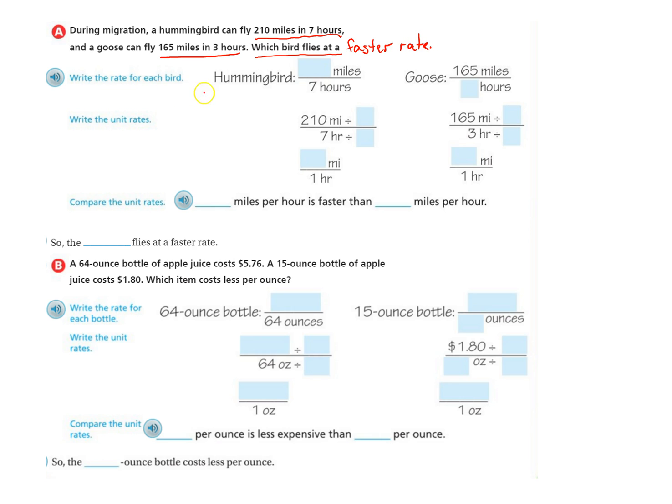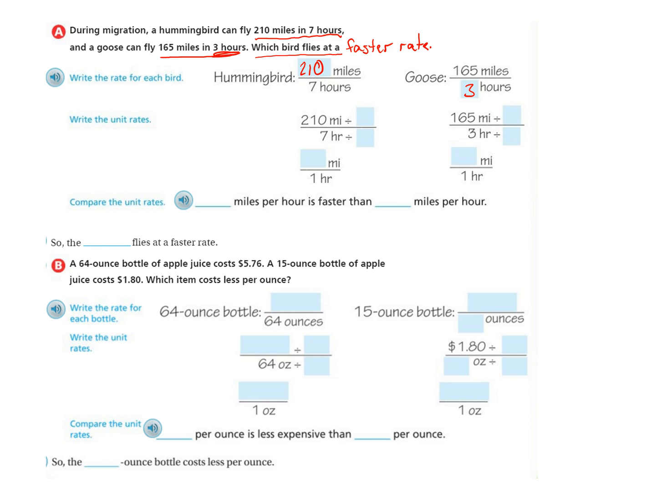Okay, write the rate for each bird. So the hummingbird goes how many miles in 7 hours? It goes 210 miles in 7 hours. The goose goes 165 miles in 3 hours. So we fill that in.